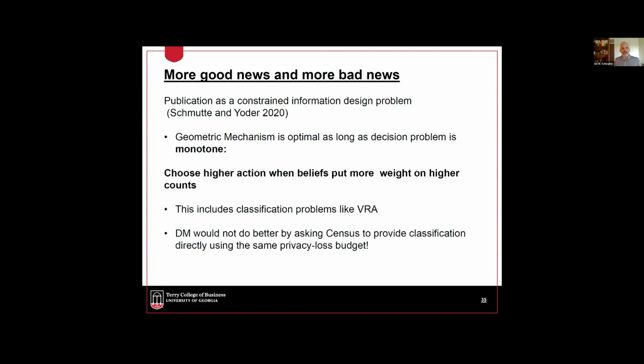And it means that if that was the policy problem that you were trying to solve, then the decision maker, again, as long as they can conduct a privacy-aware analysis, would actually not do any better by asking Census to provide a classification directly. They could just do the analysis based on the counts published with geometric noise and obtain equally accurate classifications.